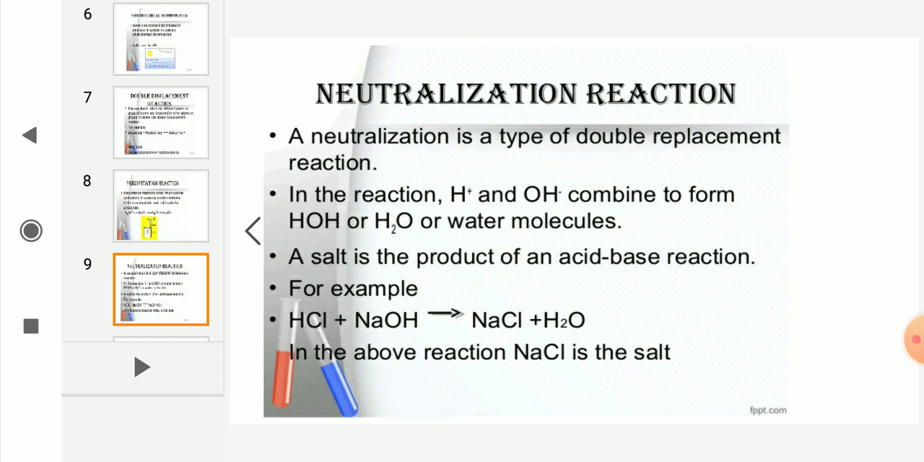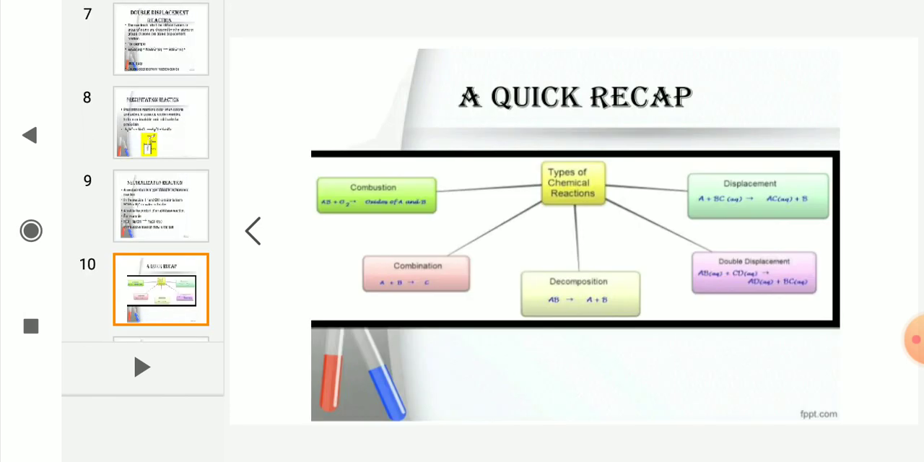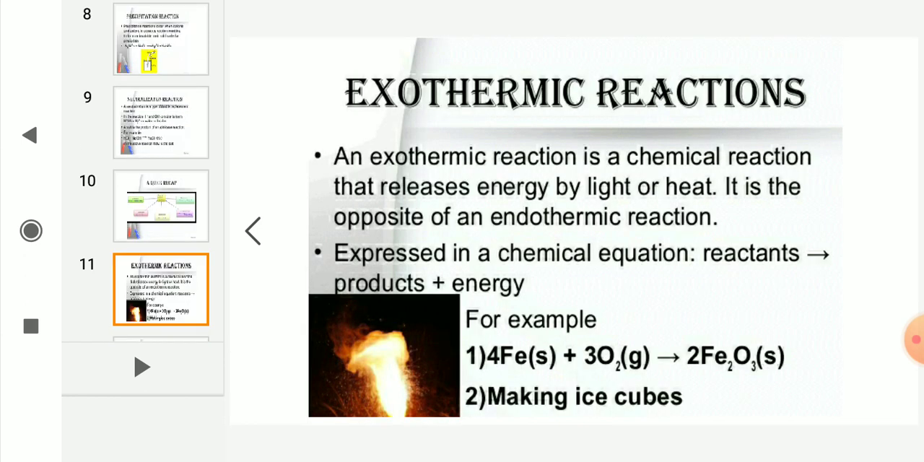HCl plus NaOH gives rise to NaCl plus H2O. In this reaction, NaCl is the salt, that is the common salt we use. A quick recap: this is a flow chart or a mind map about the chemical reactions we have learnt so far. Please go through this. Next we have another two types of reactions, exothermic reactions and endothermic reactions.